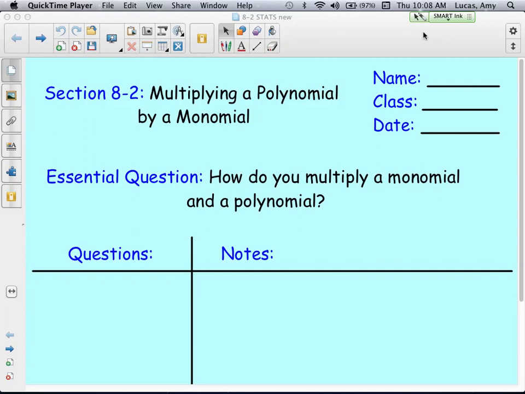Lesson 8-2, multiplying a polynomial by a monomial. Our essential question today is how do you multiply a monomial and a polynomial? Remember that a monomial means one term and a polynomial means many terms. So it could be a binomial, trinomial, or it may have more terms than that, 4, 5, 6 terms.